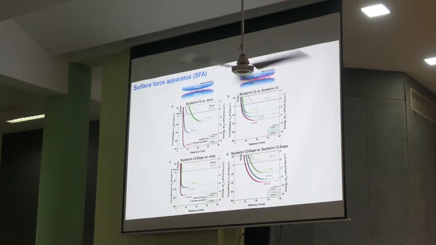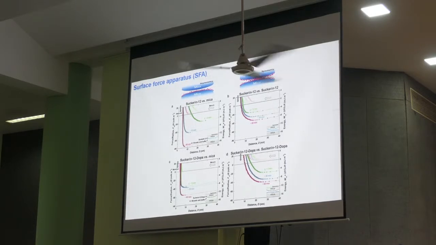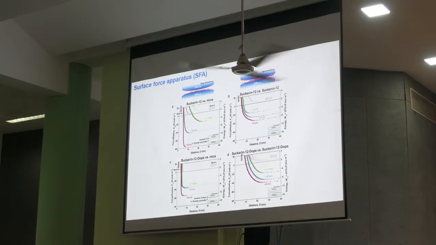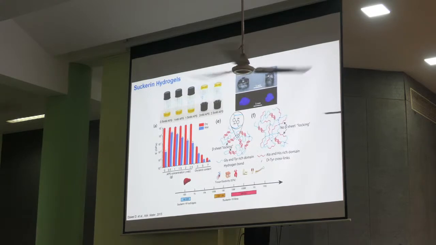In the case of symmetric mode, both walls are coated with the protein. So we wanted to see how the adhesion behaves. But luckily or unluckily, both proteins show similar kinds of adhesion properties. In fact, saccharin, without modification, shows much more adhesion.